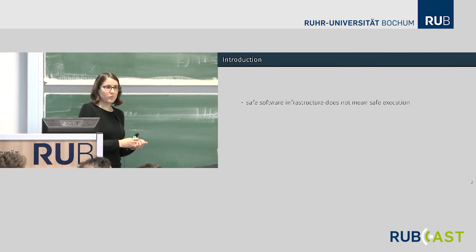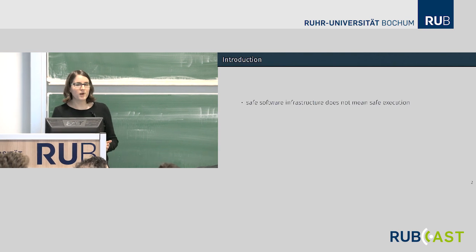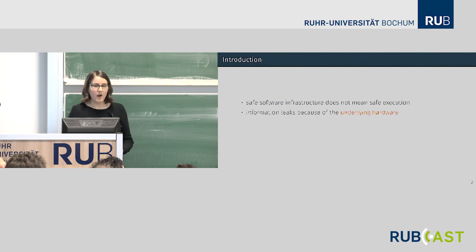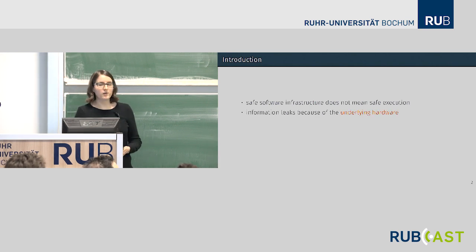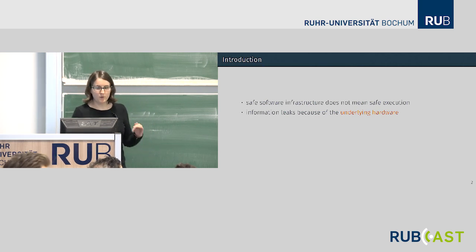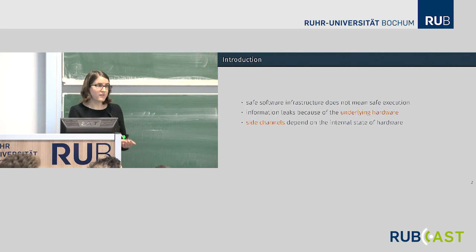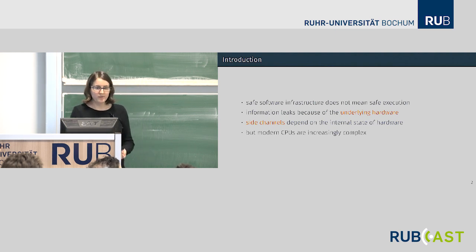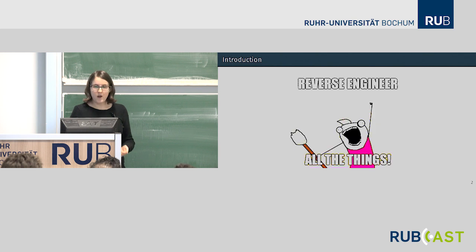The point that I want to make is that even if you have safe software infrastructure, it does not mean that you have safe execution. In particular because information leaks because of the underlying hardware. Your software has to run on the hardware, and the hardware leaks some information. And we have side channels, and these side channels depend on the internal state of the hardware. The thing is that modern CPUs are increasingly complex, and there are large parts that are undocumented. So today, what I'm going to talk about is how we can reverse engineer all the things.